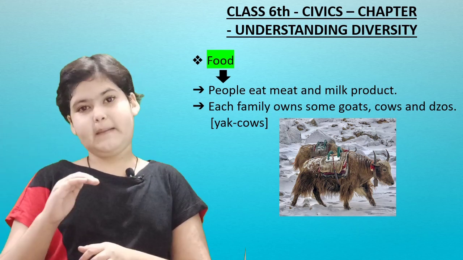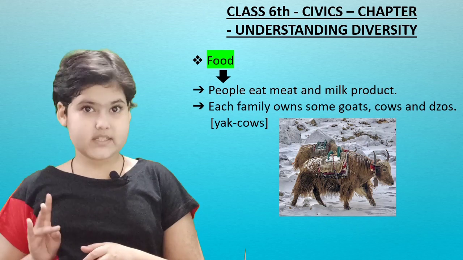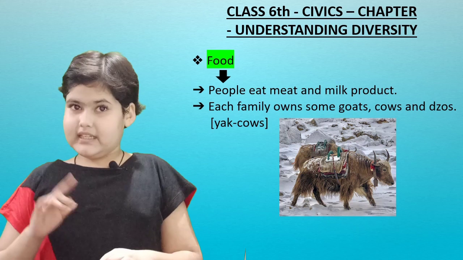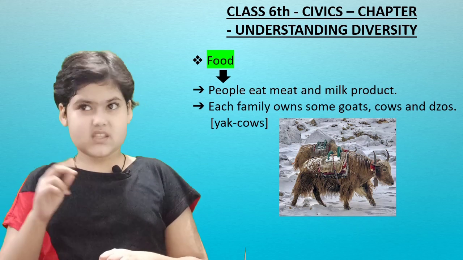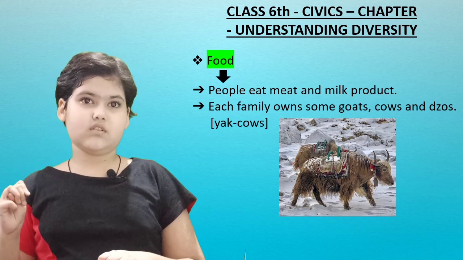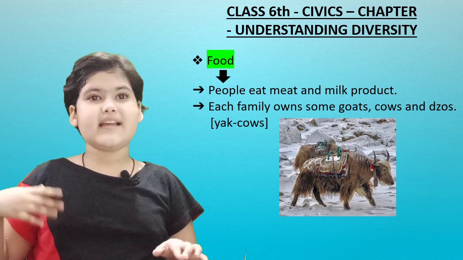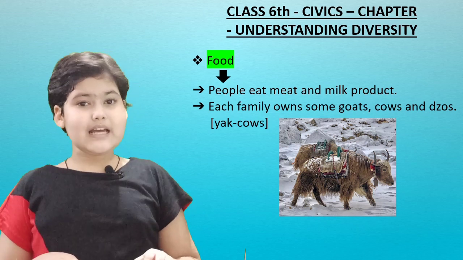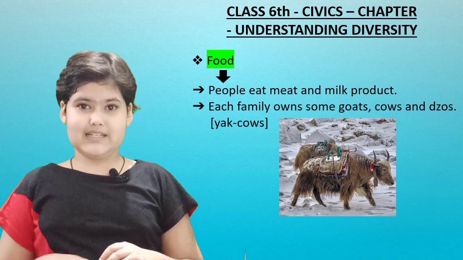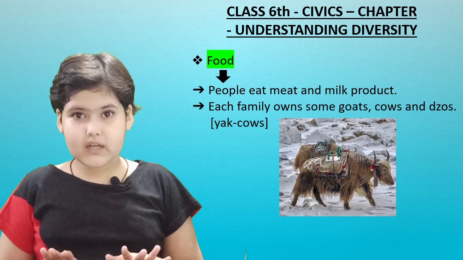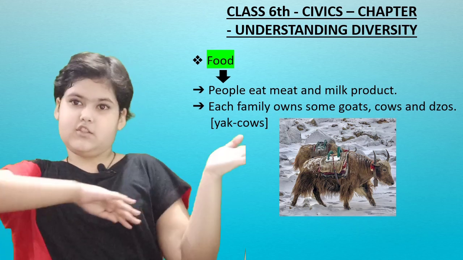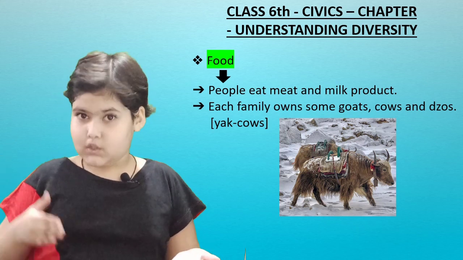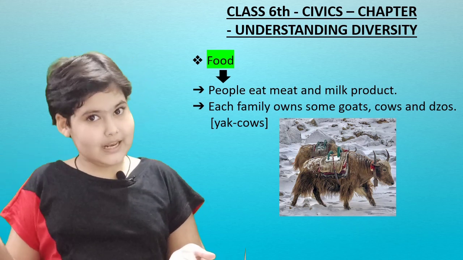See, each family owns some goats, cows and dezos. Sheep are also there. So each family owns some goats, some cows and dezos. Cows, goats and sheep we all know. But what about the dezos? What are these animals called dezos? So see, yak we know na. The female version, just the opposite, the female version. So yak cow is known as dezos in Ladakh.